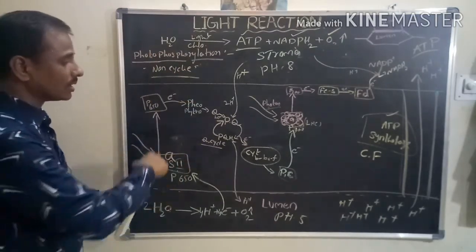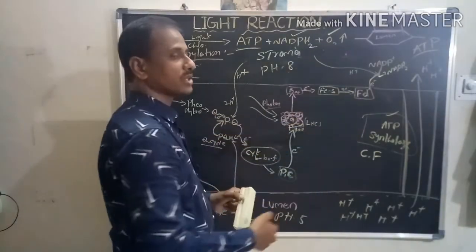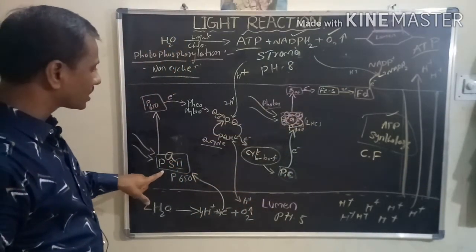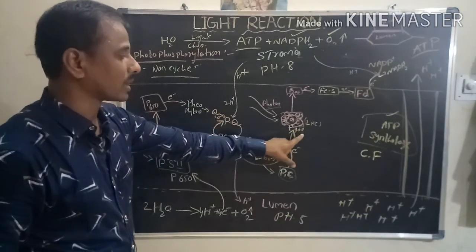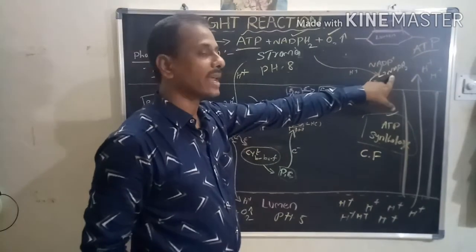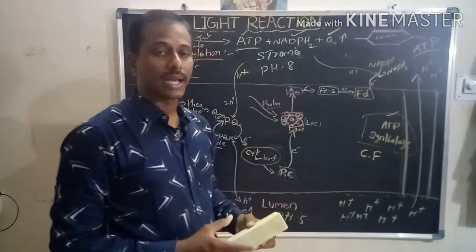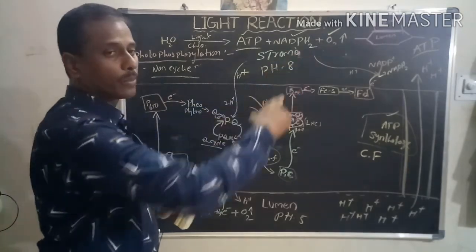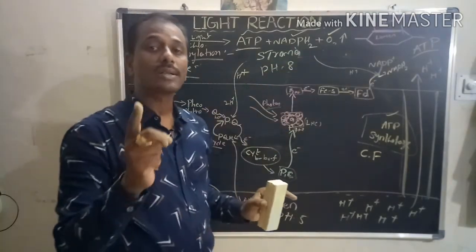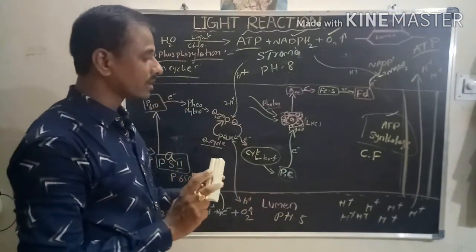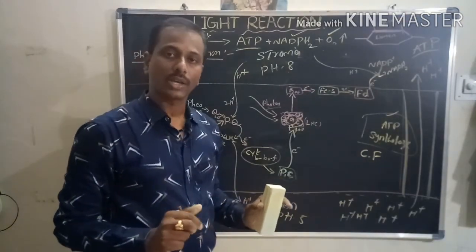We have finished the non-cyclic photophosphorylation because the electron released from PS2 goes to PS1. The electron released from PS1 goes to NADP. That means the electron released from one photosystem goes to another compound. So it is called non-cyclic photophosphorylation. So it is clear now. Okay. Thank you very much.